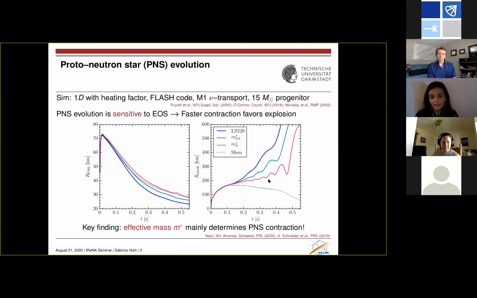However, at the same point, we still see explosions for all of these models. So there is still some difference compared to the original Shen EOS. And now in the first part, I will explain to you in more detail what's actually going on here and why we get this result.